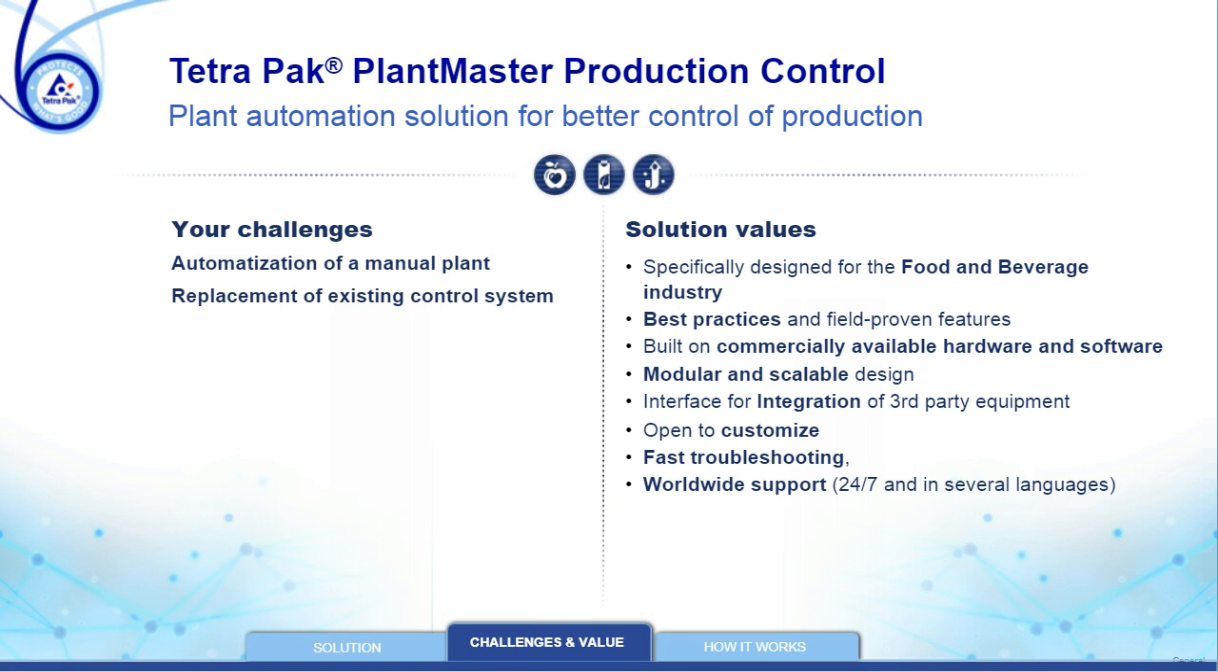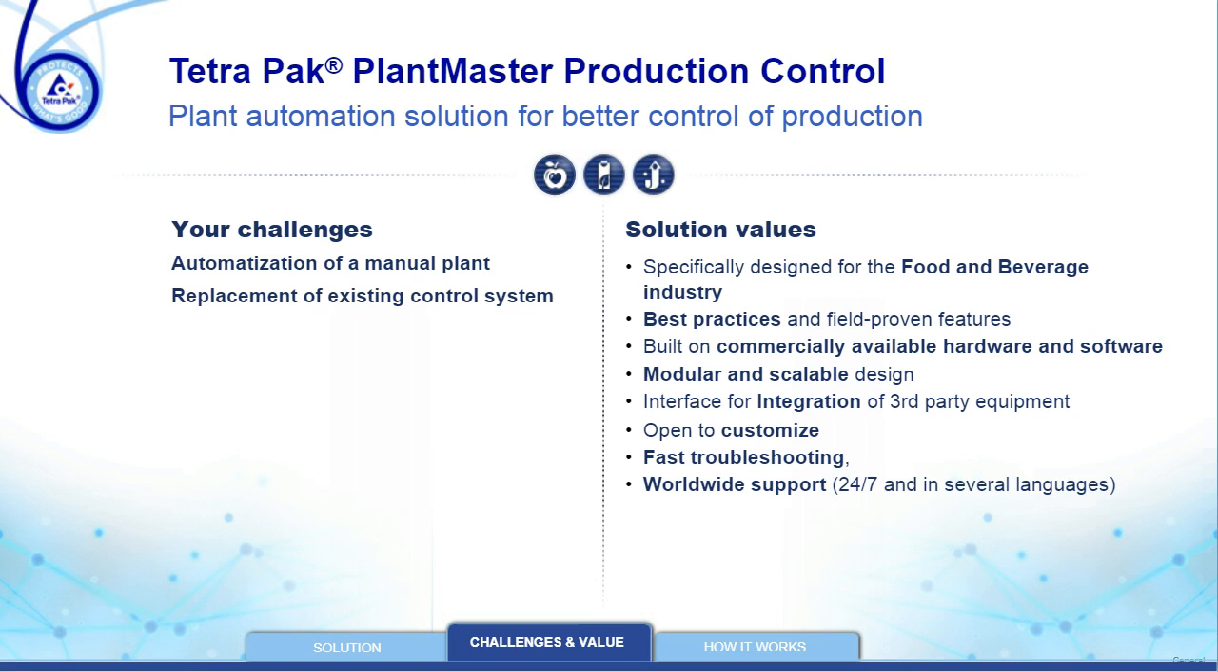And of course there are solution values. Production control is designed for the food and beverage industry. It has all best practices and field-proven features for customer needs from over 1,000 installations around the globe. The system is very well documented, so you get all the documentation. It's built on commercially available hardware and software. As I mentioned, it's a modular and scalable system. It's open to customization, event-driven. You'll get fast troubleshooting thanks to integrated wizards and powerful databases.